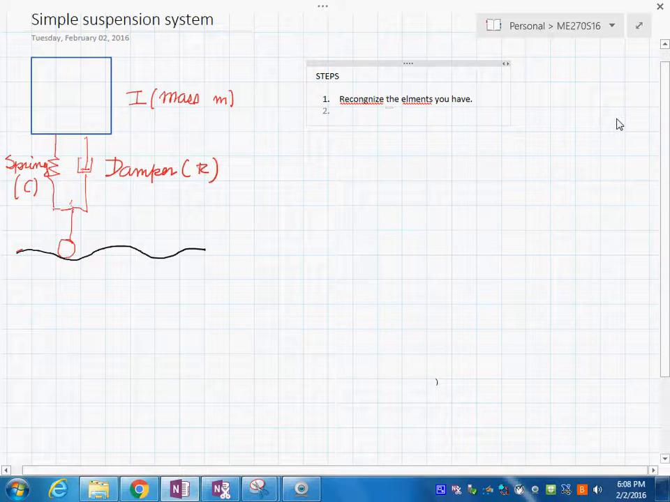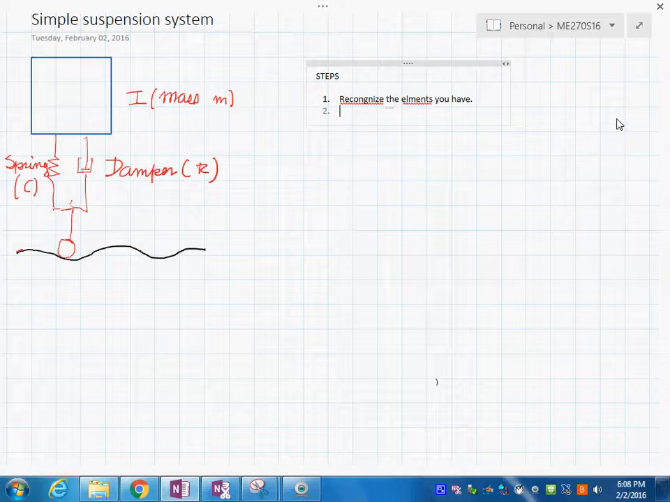So as we identified on the picture, we have a spring, which we call the C element. So that's one distinct element. We have the damper, which we could use with the letter R, or we could use D as well. And then of course we have the mass, which is our inertia element. So the first thing we do is identify the elements you have. Two, we need to make a free body diagram.